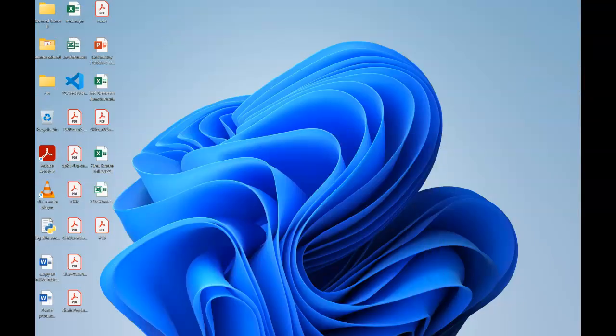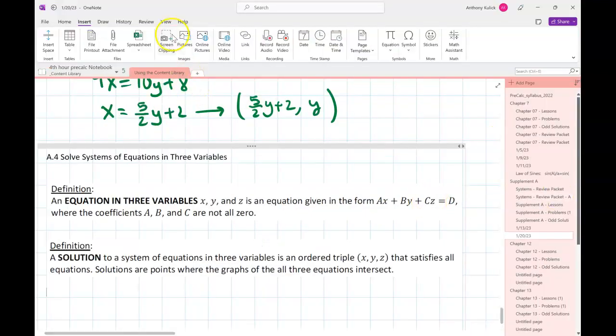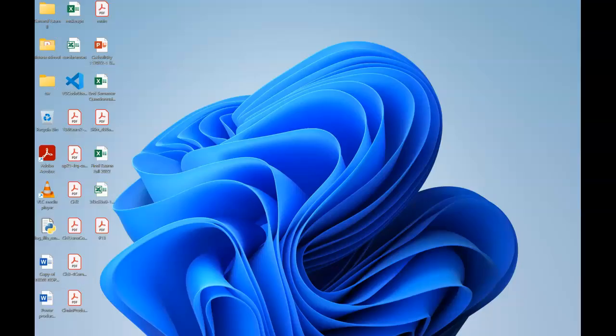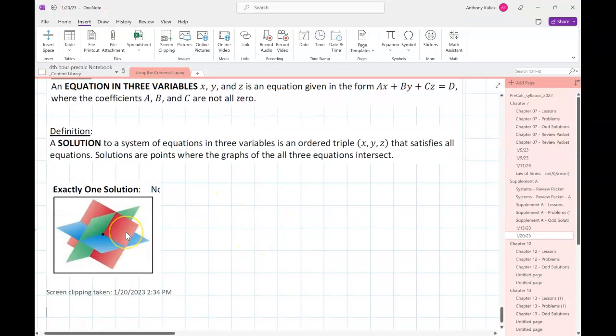So geometrically, one solution is going to look something like this, where the red plane is representative of one equation, the green plane is representative of a second equation, and the blue plane is representative of a third equation. And this black dot here is the single intersection of those three planes. Is everybody okay with that?